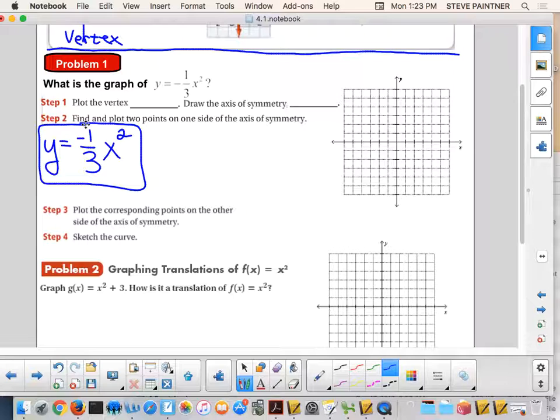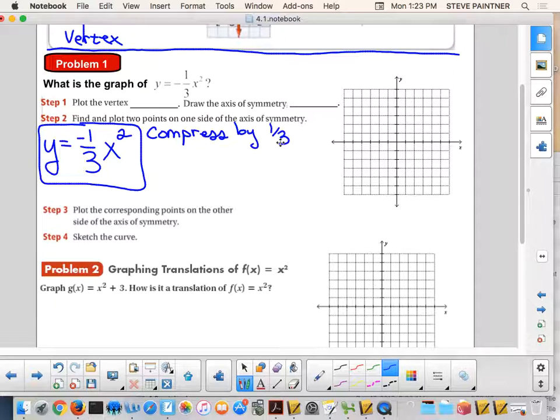There's no slope to curves. It's a compression or stretch. Which one? We're going to compress by what? 1/3. Now, what does the negative mean? We're reflected upside down over the x-axis.